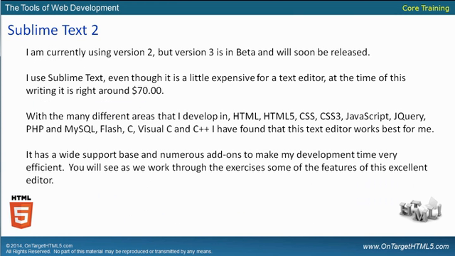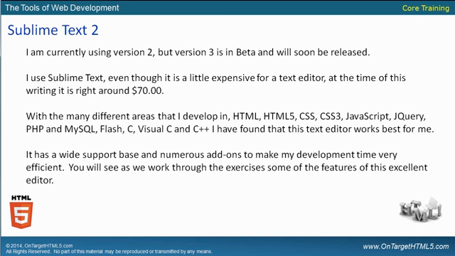One of the other ones we're going to talk about is Sublime Text 2, and this is the one I've been telling you about since we started this tutorial. I'm currently using version 2, but version 3 is in beta and will soon be released. I've actually been one of the beta testers for Sublime Text 3. A lot of new features are coming that are going to be available in Sublime Text 3 to support a lot of the new scripting languages for the web, to include HTML5 and CSS3.